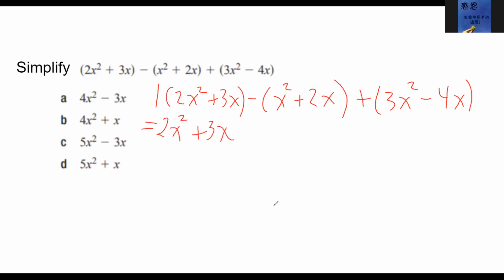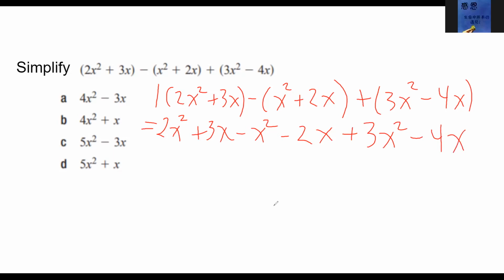Second brackets, everything has to be multiplied by the negative 1. So I get negative x squared minus 2x. The third bracket has an invisible 1 in front of it. To remove those brackets, do the distributive property. Multiply each of the terms by positive 1. So nothing changes, right? Okay, gather your like terms.